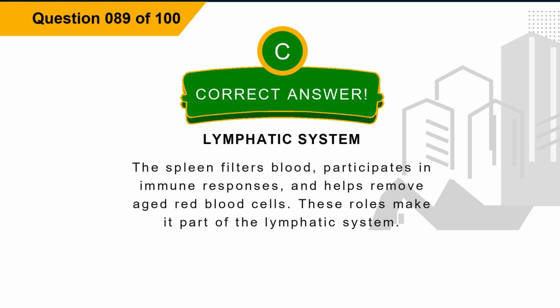Explanation: the spleen filters blood, participates in immune responses, and helps remove aged red blood cells. These roles make it part of the lymphatic system.